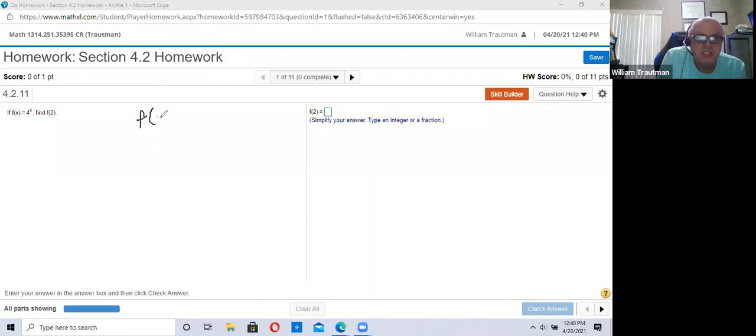Okay, so this is the problem. And we want to know what f of 2 equals. In other words, we're just plugging 2 into the x. And the answer is 4 to the second power is 16, 4 times 4.